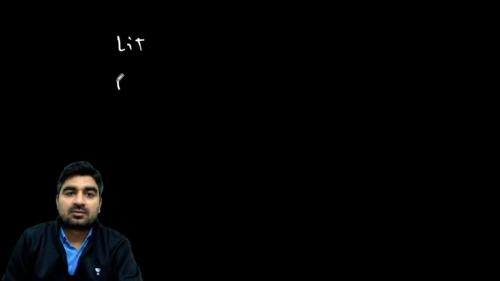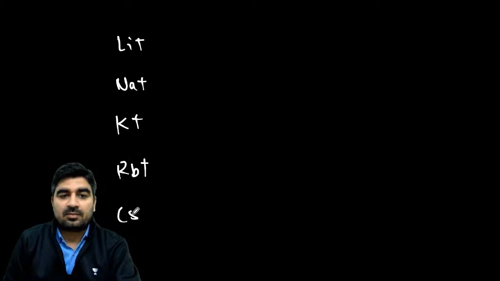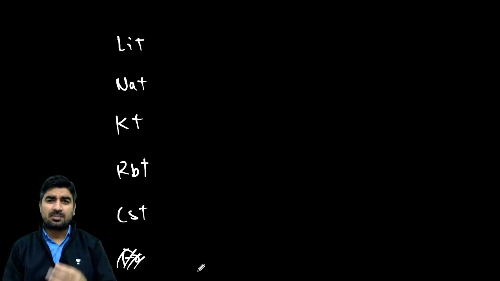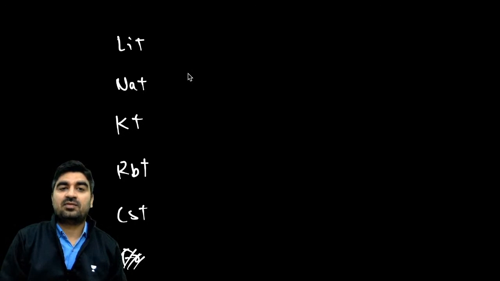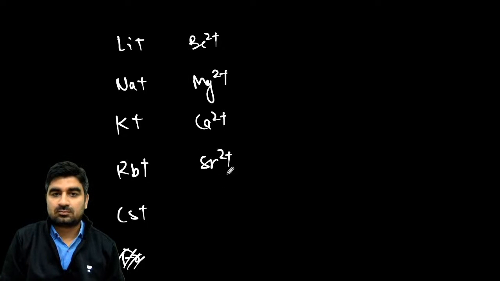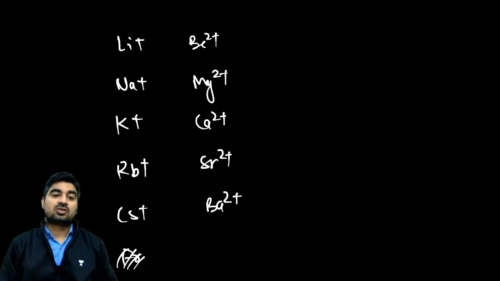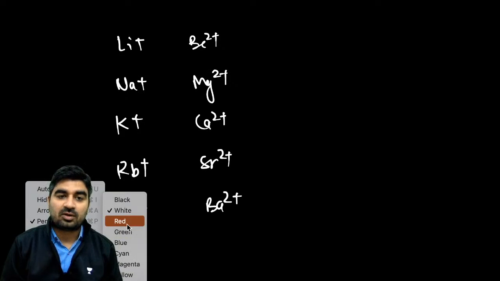Li plus, and so on down the group, up to francium. But we don't study this because only some micrograms of francium are found in nature. And then we have the rest. So is there anyone who can tell me the order of this size? What will be the order?